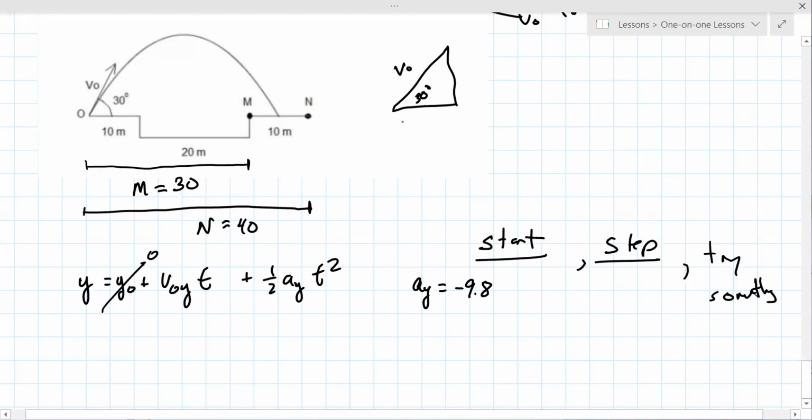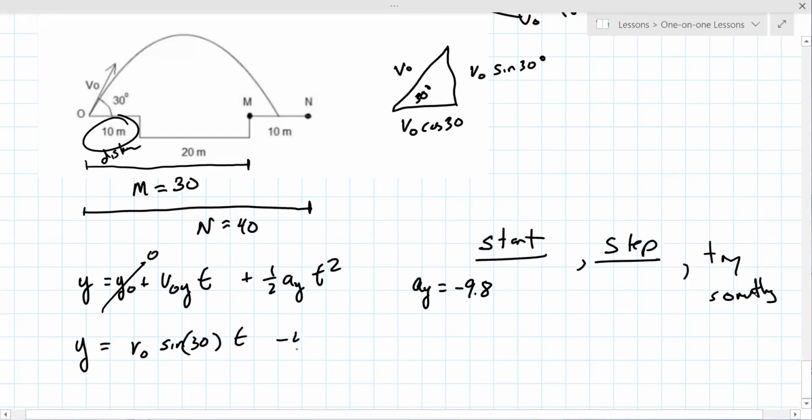So this right over here is v0 cosine 30 degrees, and this up here is v0 sine 30 degrees. But we're used to having that number, right? We do have the bottom number, though. We have 10 meters. That's not a velocity. This is a distance. Okay. So here's what we have: y equals v0 sine 30 times time minus 4.9 t squared.